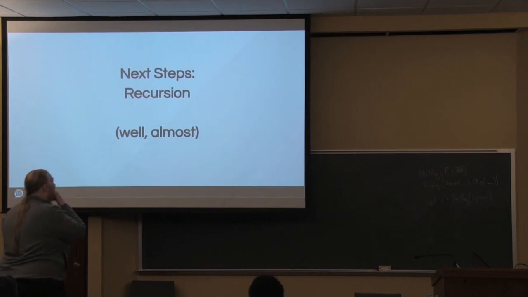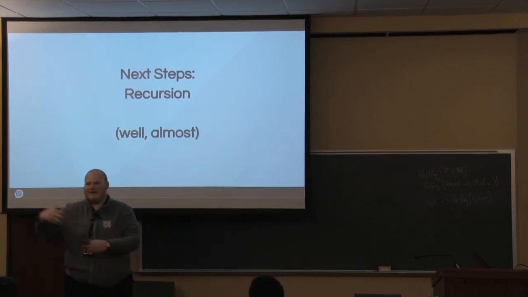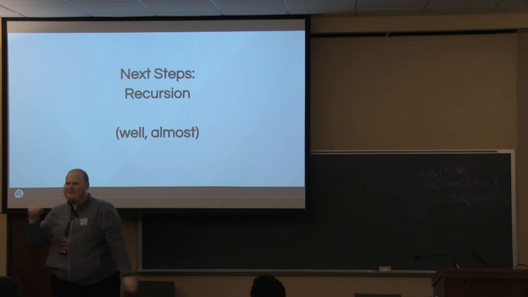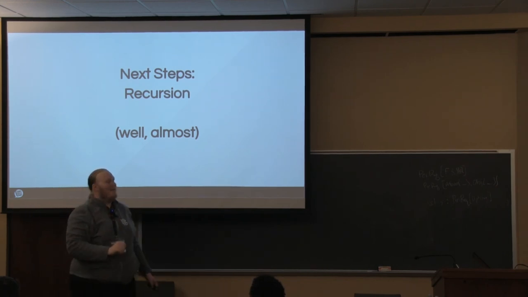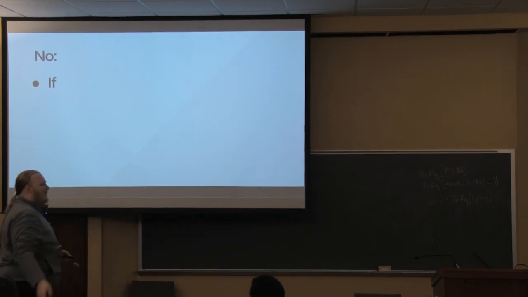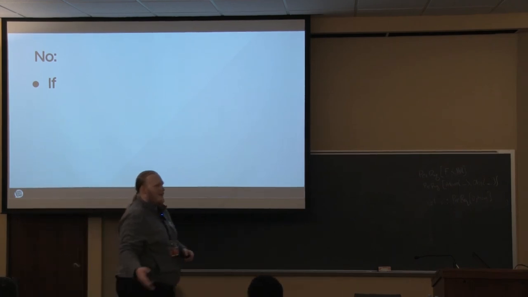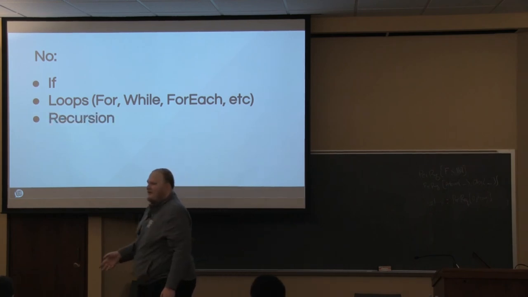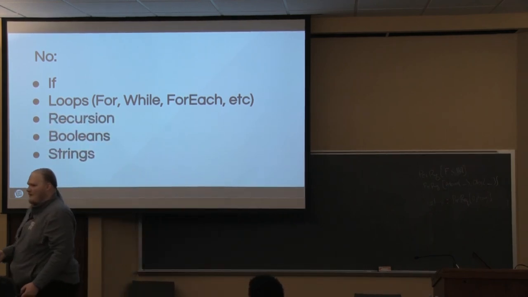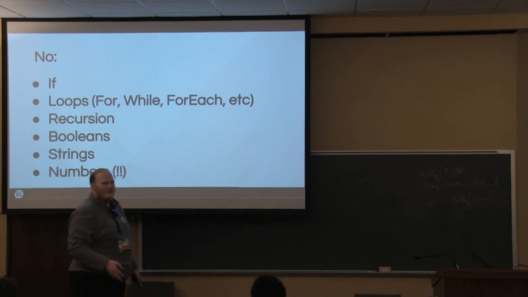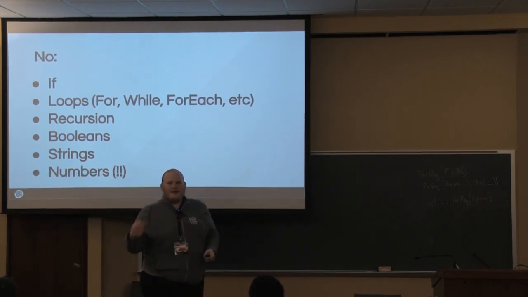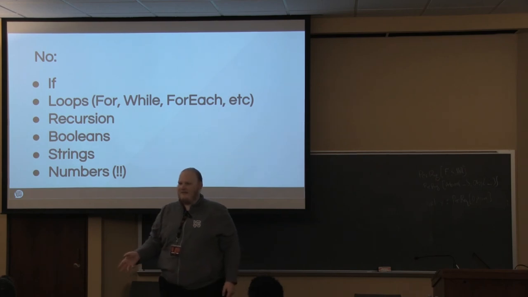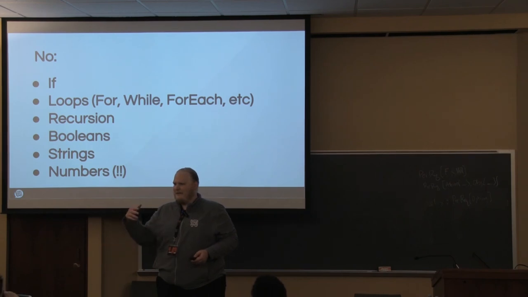So that's all I have on the Haskell stuff. I want to give you another extra little piece of fun because I had you here for some time. Haskell doesn't have a lot of stuff. As I said before, it's a Turing tar pit. You don't have if. You don't have loops. You don't have recursion. You don't have Booleans. You certainly don't have strings. You don't even have numbers, at least not built in with the language. You can do them. It's a Turing complete language, after all. But you have to build them by hand yourself every time you use them.